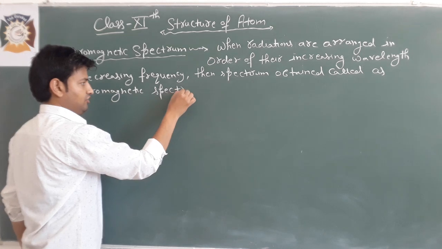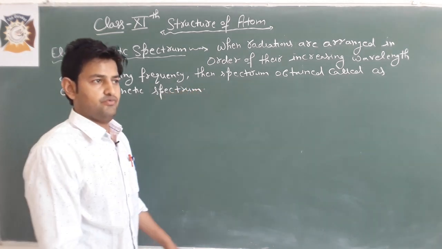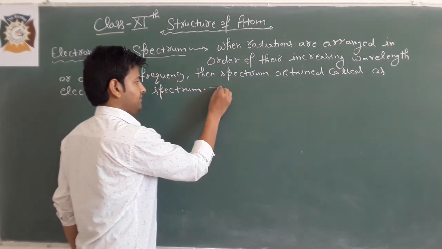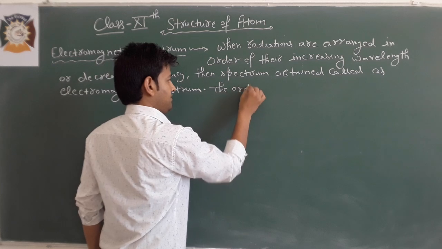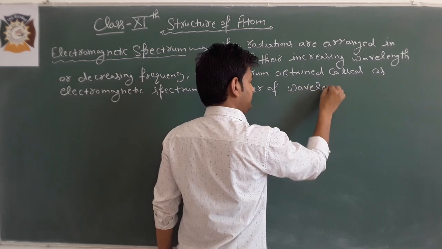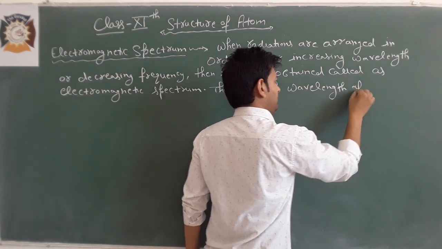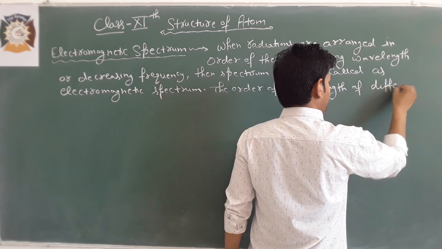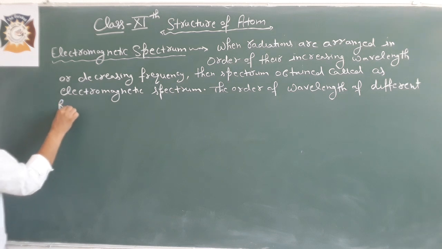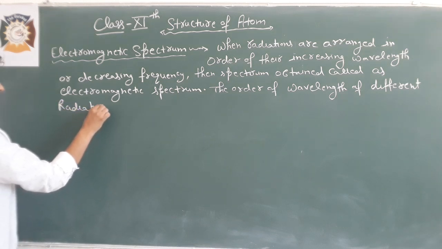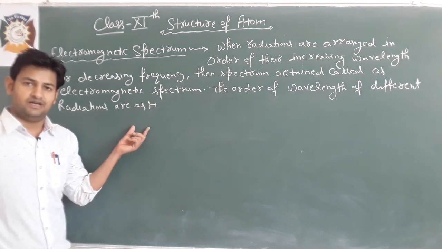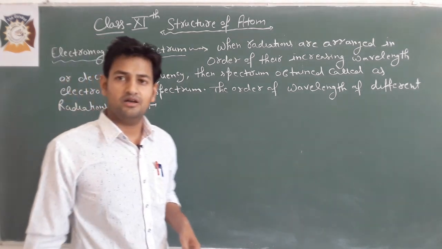There are number of radiations which have different types of wavelength. So the order of wavelength of different radiations are as follows. So we draw a spectrum of different radiation in increasing order of their wavelength.